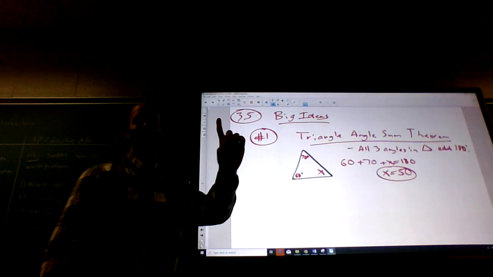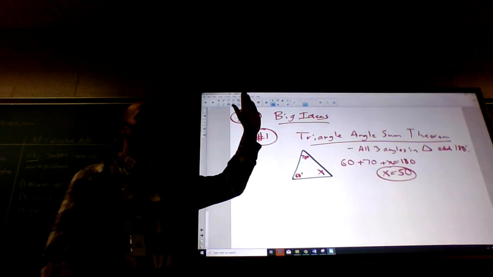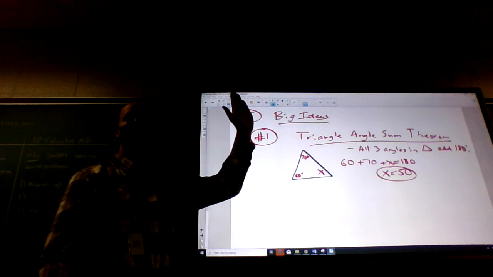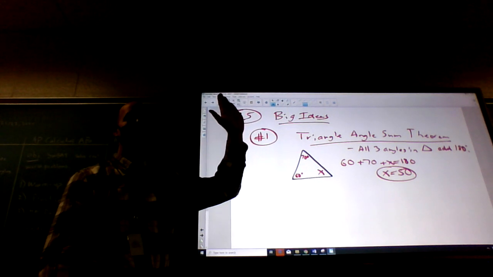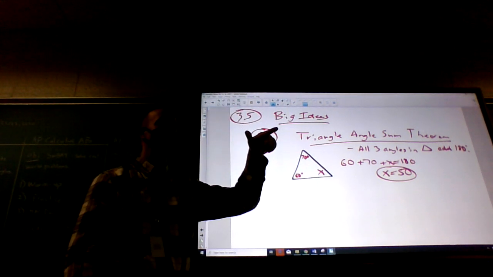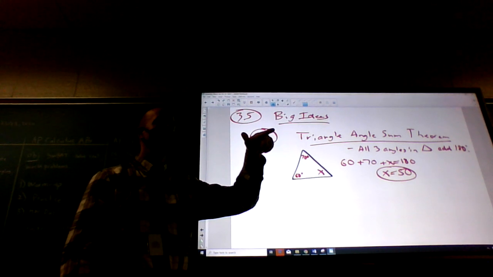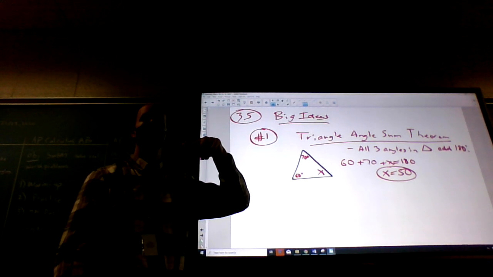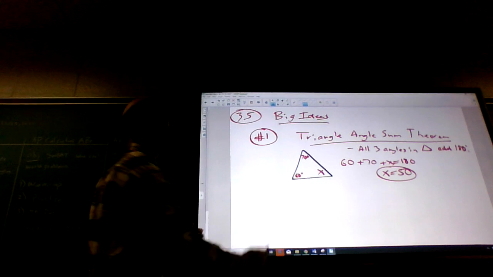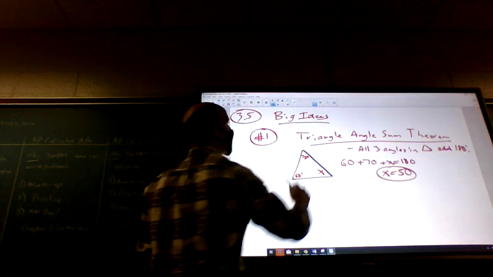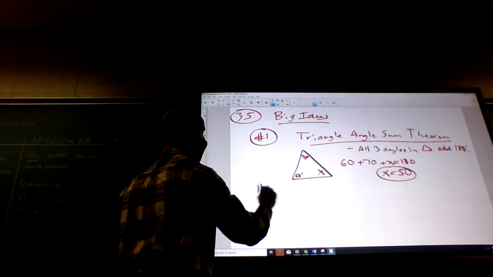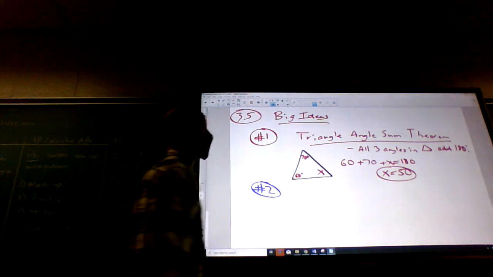So that's the first big idea, which how many of you already knew that? Anybody know that before this class, that the three angles of a triangle add up to 180? Lal, did you know that before this class? No. No? Haley, did you know that? Okay. All right. Fair enough. Sometimes I feel like there's stuff that we go over that students already know, but maybe that's not one.